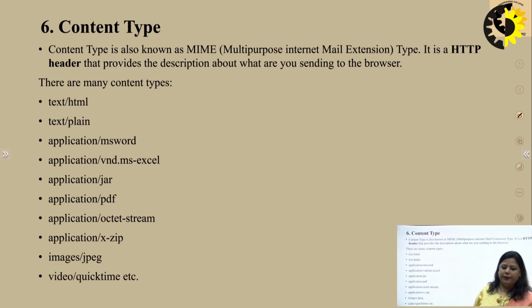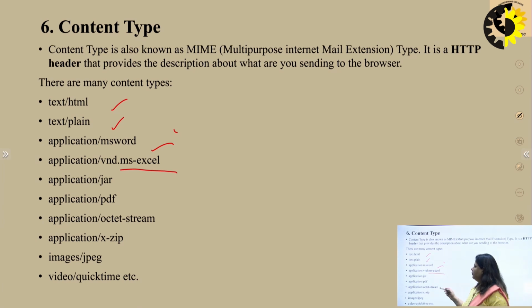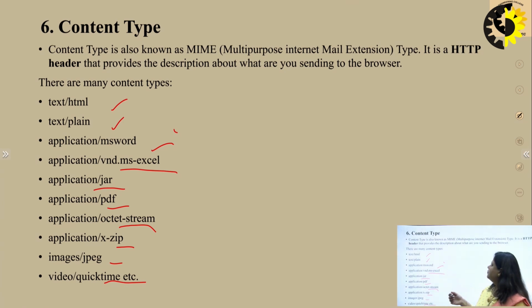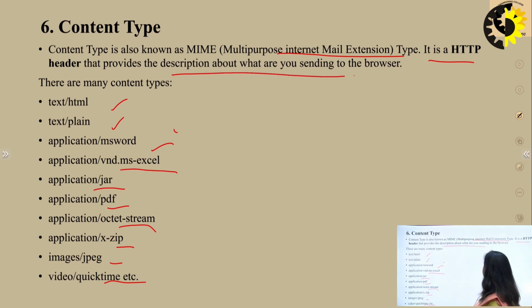So, what are the content types when we code any servlet pages? That is HTML, text/plain, application/msword, application/vnd.ms-excel, application/jar, application/pdf, application/octet-stream, application/x-zip, image/jpeg, video/quicktime, etc. The content type is also known as MIME, Multipurpose Internet Mail Extension. It is an HTTP header that provides a description of what you are sending to the browser. Whatever we need to send to the user, we use that content type.